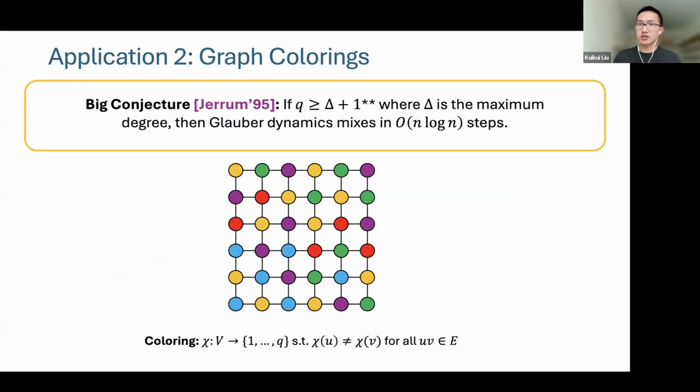Now, there's this big conjecture in the field of approximate counting and sampling due to Mark Jerrum from 1995, which says that if the number of colors q exceeds the maximum degree delta plus 1, then Glauber dynamics mixes in n log n steps. There's a slight technicality, which is why I put the double asterisk there. Basically, Glauber dynamics technically is ergodic only if q is at least delta plus 2. But there's a very simple modification to the dynamics, which conjecturally works down to delta plus 1. But I don't want to get into many details there. So this is the conjecture.